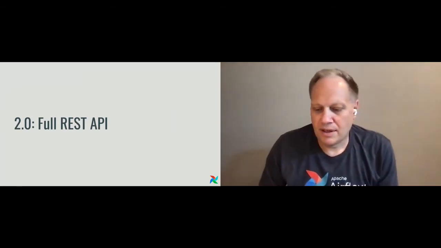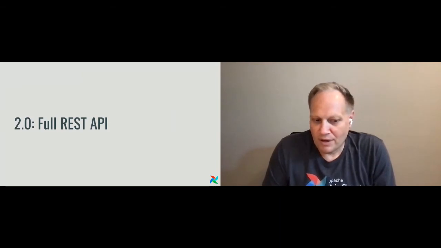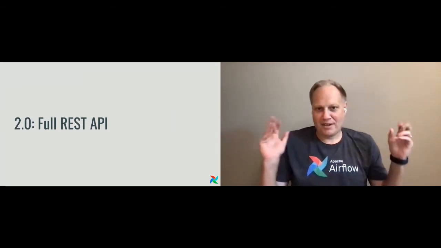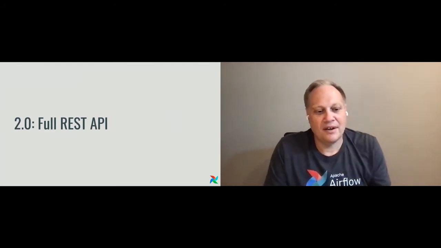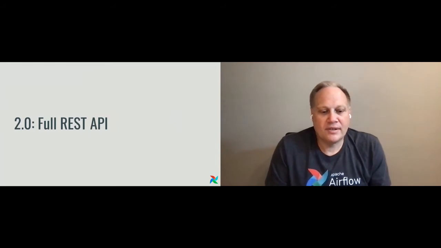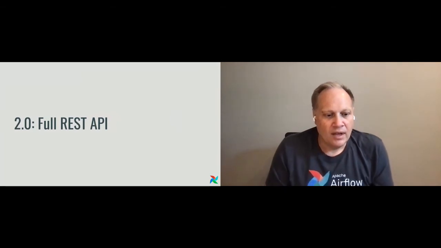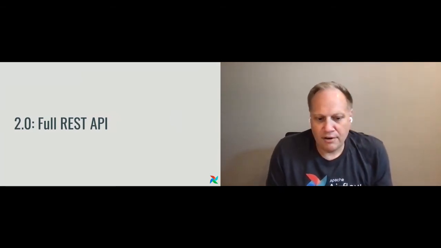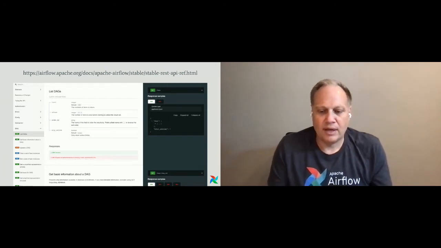In Airflow 1, we had a very sparsely populated REST API. It was marked experimental. And in Airflow 2, we now have a full API across all the objects with really amazing documentation. This is a little screenshot from our docs website. Anything you can do in the Airflow CLI or UI, you can now do via this very robust Airflow API.